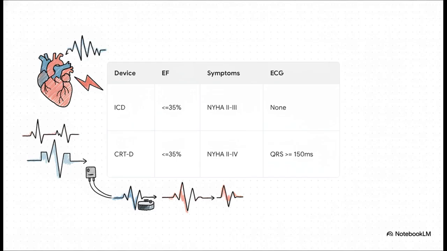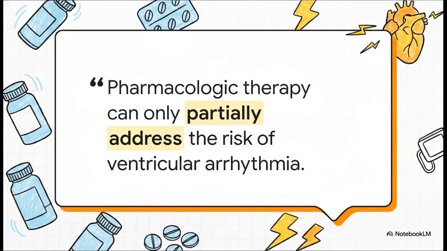The crucial point here is that while medications work absolute wonders to reverse remodeling and block those maladaptive hormones, they have their limits. These devices act as a mandatory electrical safety net when the myocardium remains persistently and dangerously compromised, because at the end of the day, pills can't always stop a lethal electrical storm.